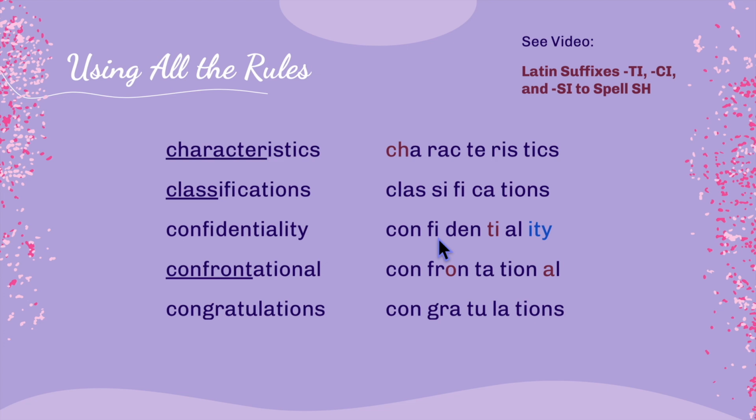Confidentiality. Well, that doesn't sound right, so let's switch this long I to a short I. Confidentiality. That's close, but one thing you need to note is that when we divide between an I and another vowel, the I usually has a long E sound. So let's switch from a long I to a long E here, and remember that this T is going to say sh. Confidentiality. There we go.